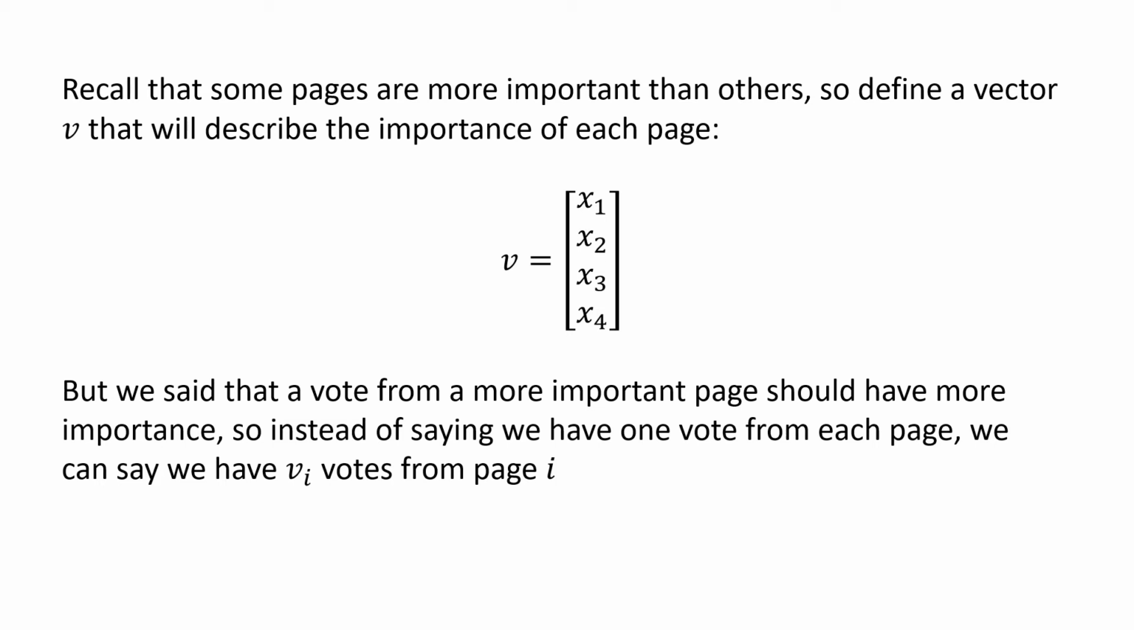But now we have to work in that important pages have more authority to their votes, so their votes are worth more. So we're going to start with a vector, this general vector, which is going to be the importance of each page. So right now it's unknowns. So x1 through x4 is going to represent the importance of each page. What we are going to do now is say, okay, if a page has a certain level of importance, we're going to say that it has that many votes. So if the importance of page i is xi, then we're going to say that that should be xi votes. So the importance is going to be the number of votes that it has.